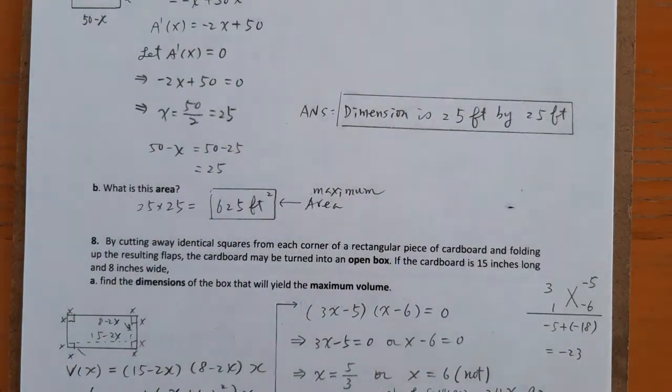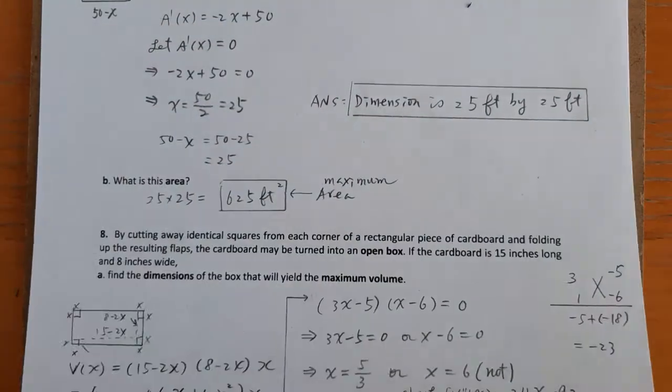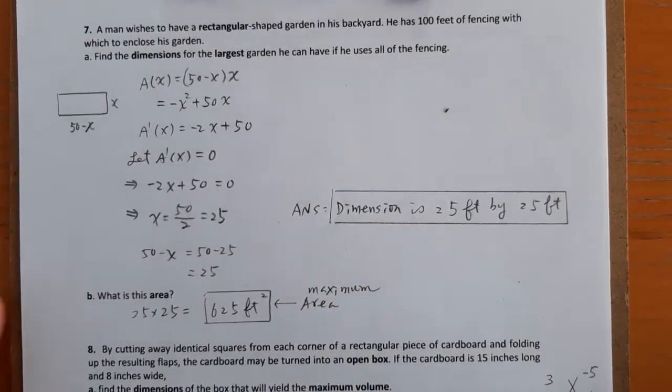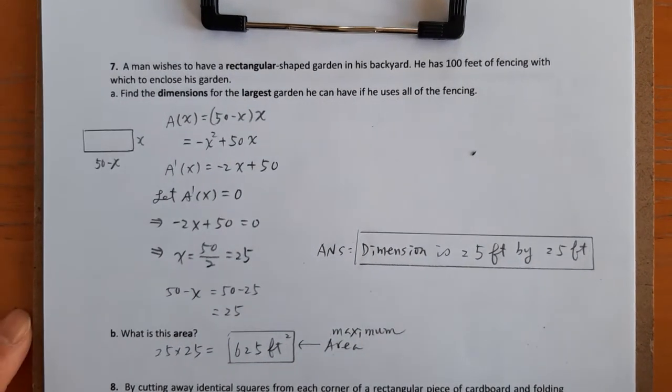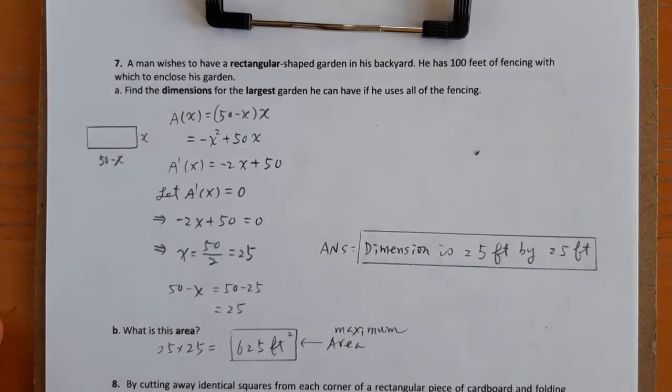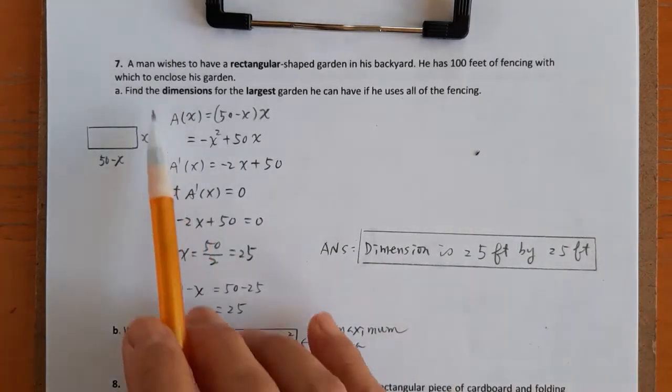Now we go to questions 7 and 8. Question 7. We call these optimization questions. An optimization question is either maximizing or minimizing. These are application problems. Question 7.